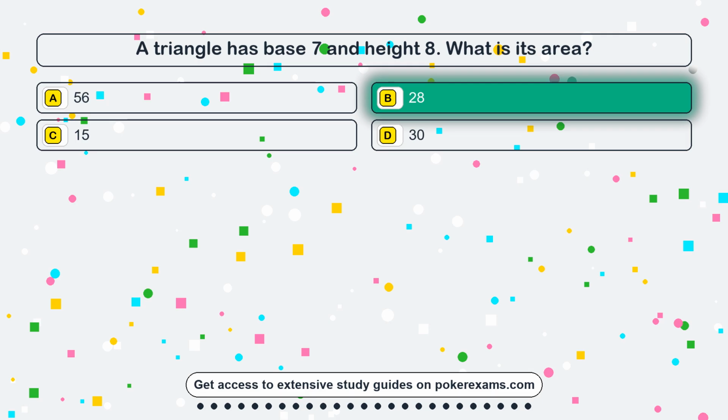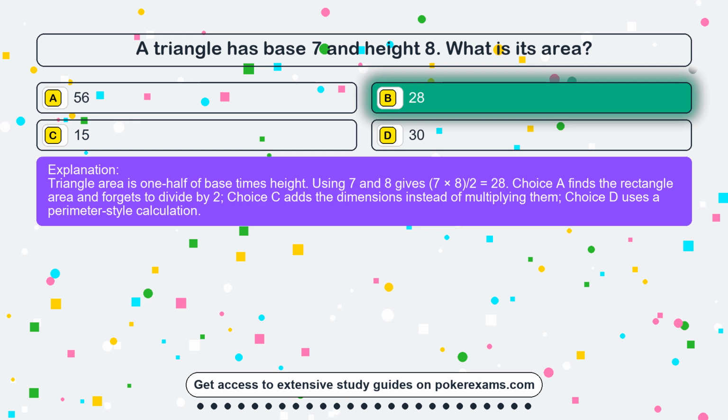The correct answer is option B, 28. Triangle area is one half of base times height. Using 7 and 8 gives 7 times 8, divided by 2, equals 28. Choice A finds the rectangle area and forgets to divide by 2, choice C adds the dimensions instead of multiplying them, choice D uses a perimeter style calculation.